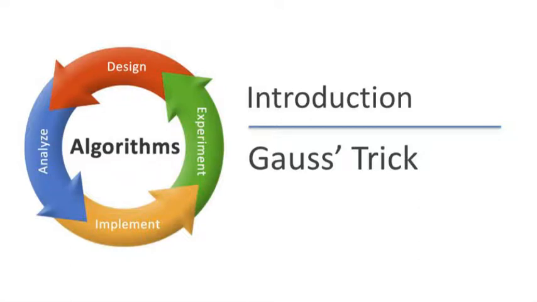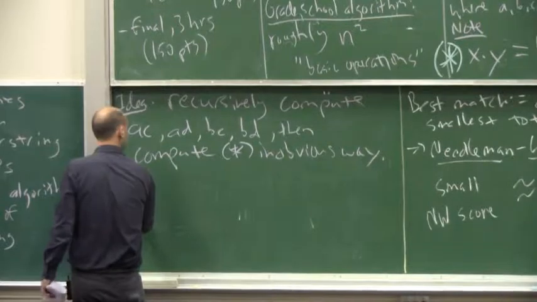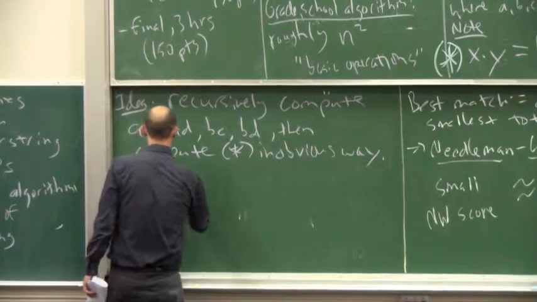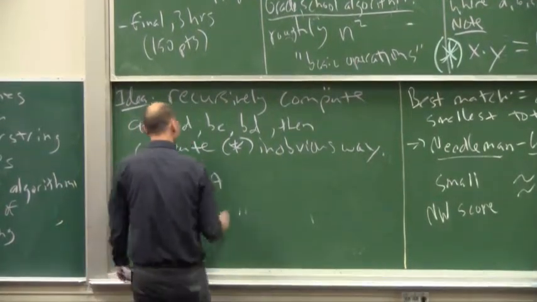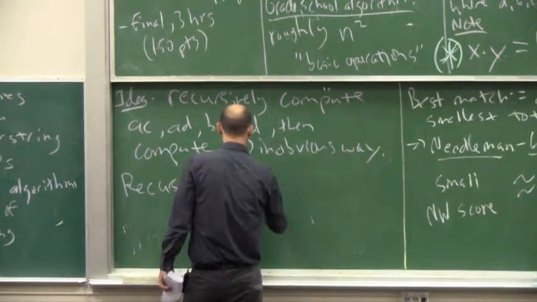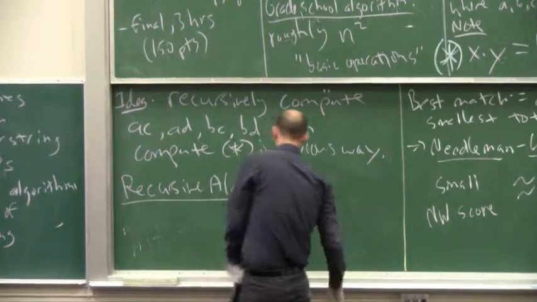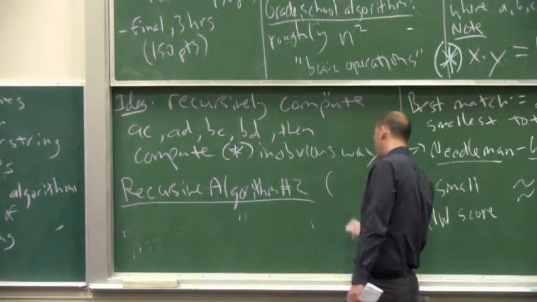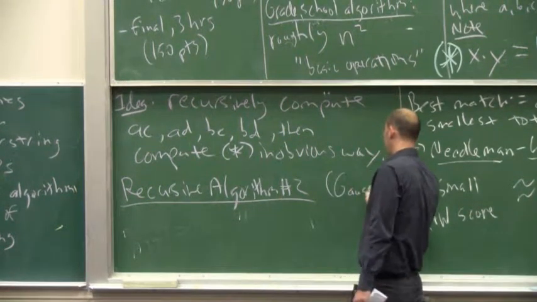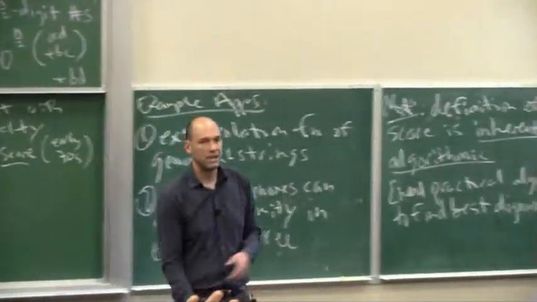I promised you 2 recursive algorithms. Let me show you the second one. This one's kind of clever. It was developed by a pretty clever guy named Gauss. He was a mathematician in the 18th century. You might have heard of, for example, Gaussian elimination.